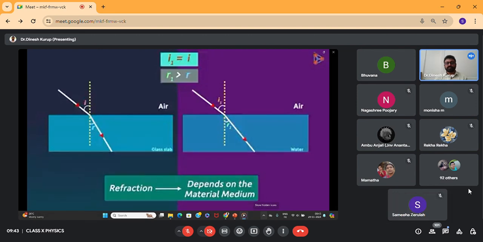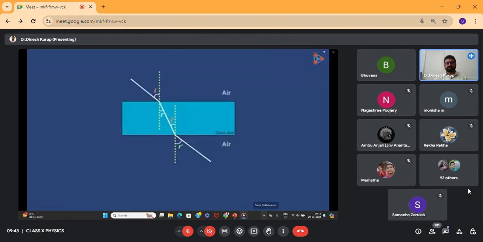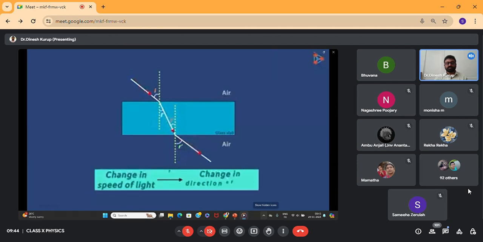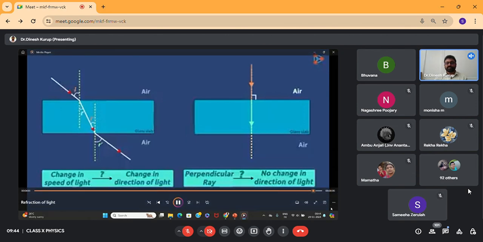But wait, I have a couple of questions for you. Talking about the case when light enters at an angle, how does the change in speed result in the change in direction of light? And why does this perpendicular ray not change its direction after refraction? I know you must be curious to know the answers. However, we'll understand this in the next video. It's really interesting. Make sure you watch it.